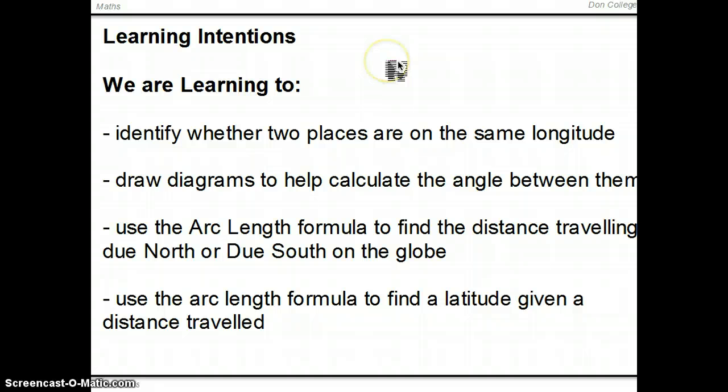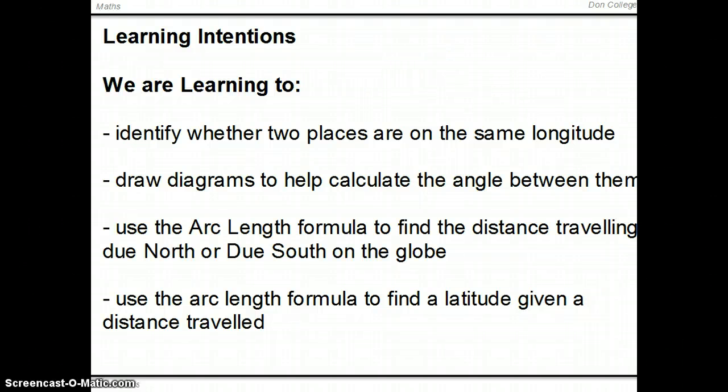Learning intentions. We are learning to identify whether two places are on the same longitude, draw diagrams to help calculate the angle between those two places, use the arc length formula to find the distance travelled either due north or due south on the globe, and we'll be using the arc length formula to work backwards and find a latitude given a distance travelled.